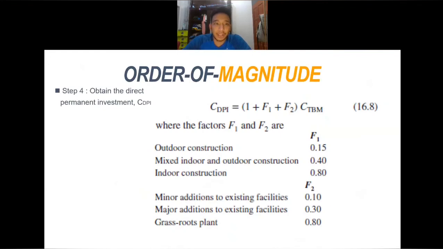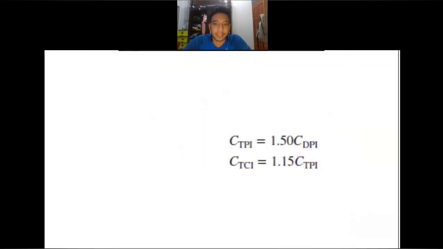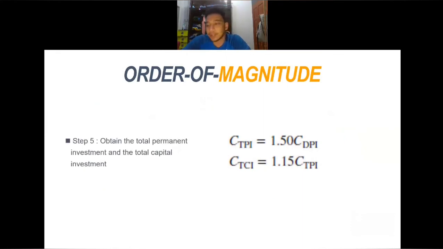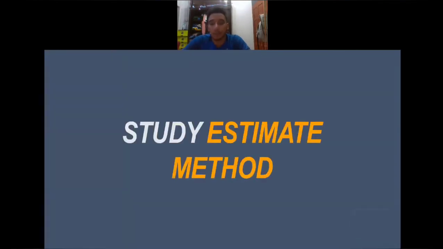Next, in step 4, we obtain the direct permanent investment. We can call it CDPI. To calculate it, we use equation 16.8. Okay, so we can get this from the textbook. And lastly, we can get the total permanent investment and the total capital investment by using this equation. So this is the order of magnitude, and we can get the TCI, the total capital investment, for the whole process.